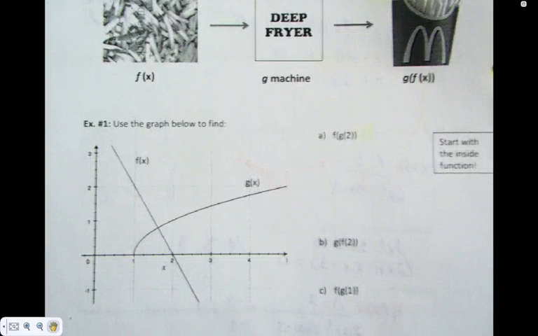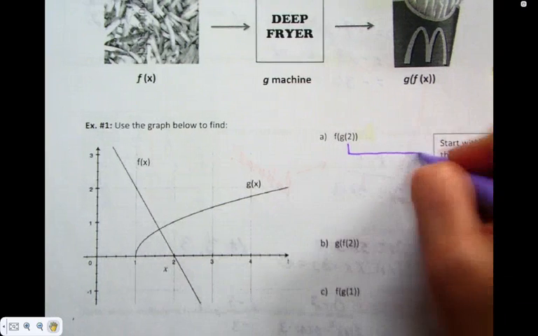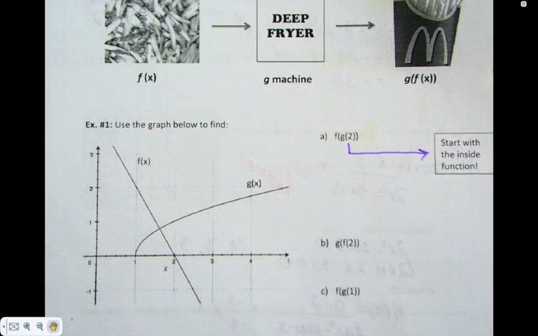So we're going to do it graphically, then we'll do it algebraically. So here's a typical question. Use the graph below to find f of g of 2, g of f of 2, f of g of 1. So typically with these, the hint is you want to start with the inside function. We go inside to outside.